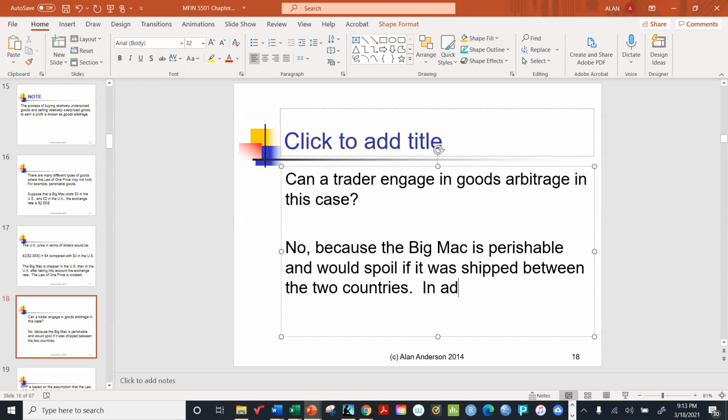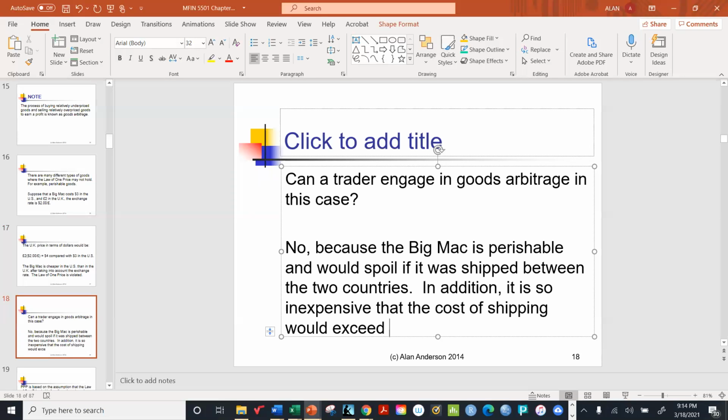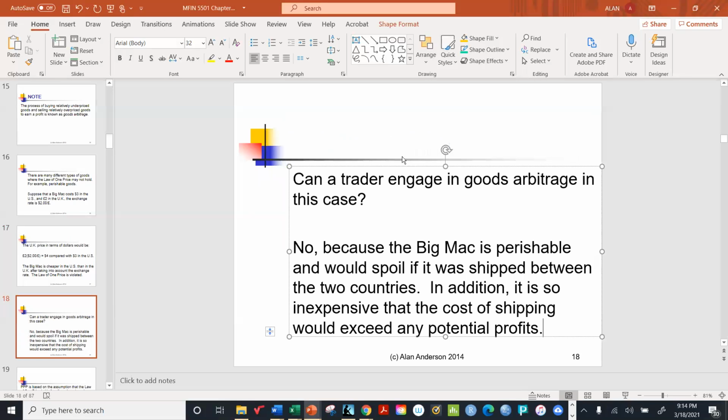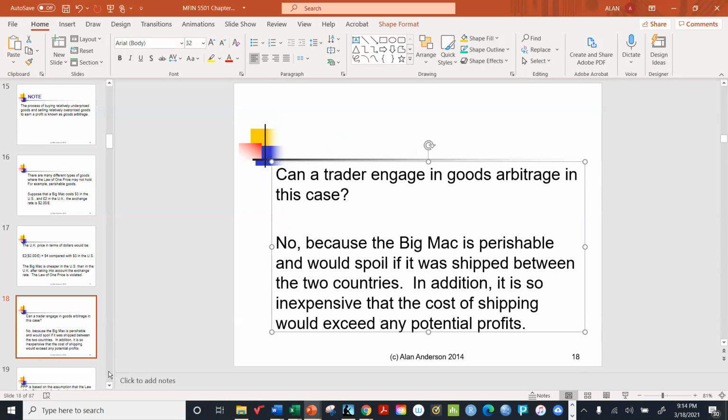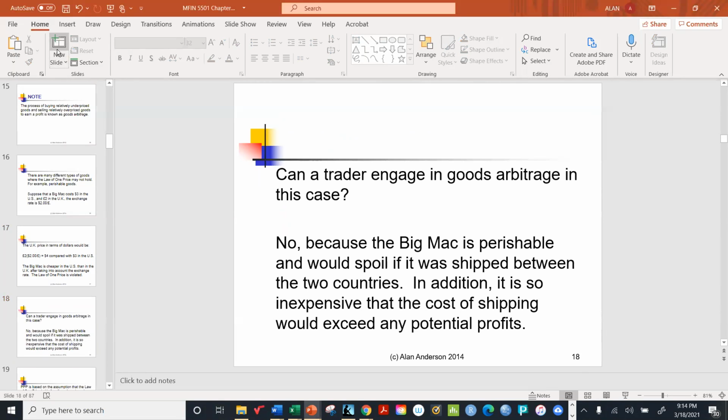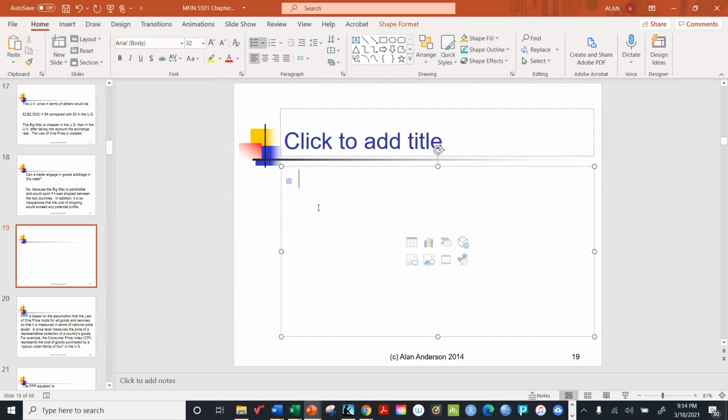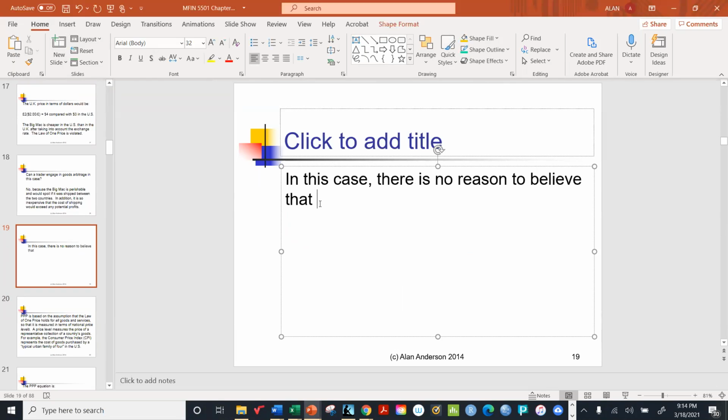Okay, and then in addition, it is so inexpensive that the cost of shipping, even if it could be done, would exceed any potential profits. So therefore, this type of situation means that there can be differences between the two countries. In other words, in this case, there is no reason to believe that the law of one price will ever hold.